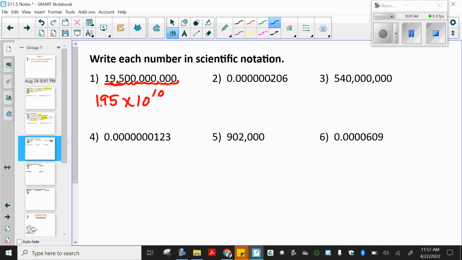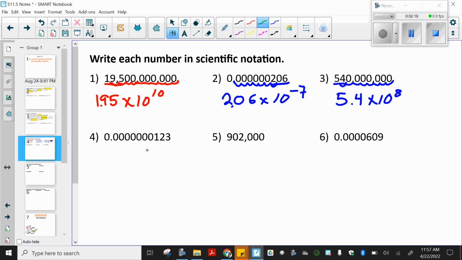Let's do another one. Again, here's our non-zero numbers. I'm going to write that 206. I'm going to put my decimal after the first non-zero number. Then I'm going to go times 10. I'm going to count 1, 2, 3, 4, 5, 6, 7. We moved it to the right, so it's negative 7. All right, here's our non-zero numbers. 5.4 we're going to write. I'm going to count over 1, 2, 3, 4, 5, 6, 7, 8. Positive 8 because of that number.